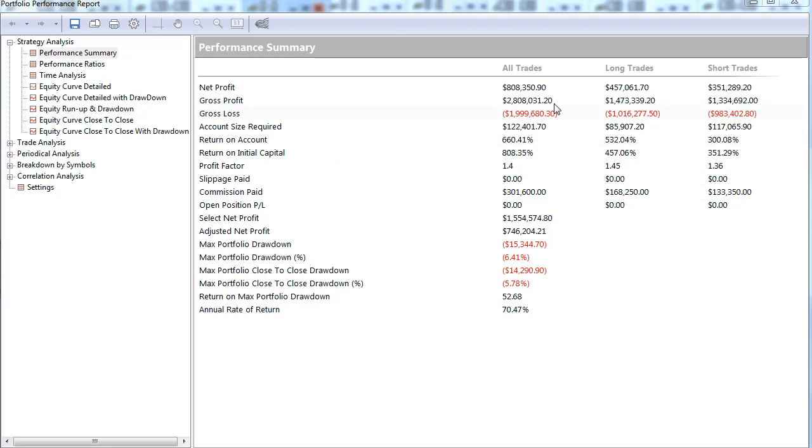So here is the performance in MultiCharts, the performance summary. You see the long trades, the short trades. There are a few long only strategies, so there are a few more trades on the long side, and those long only strategies are mirror E-mini S&P and some of the others.